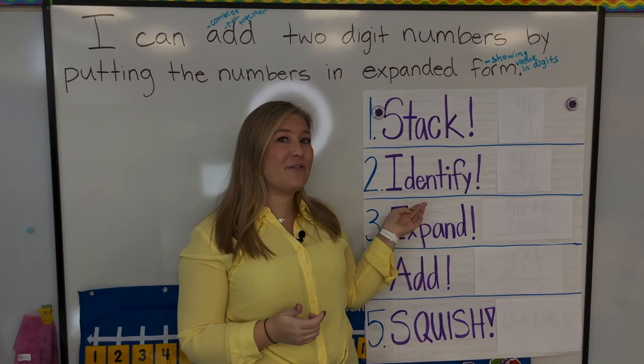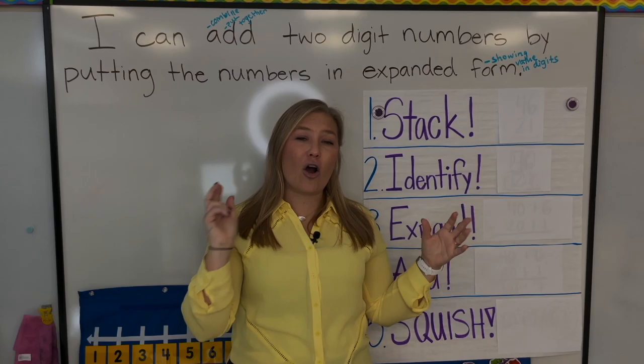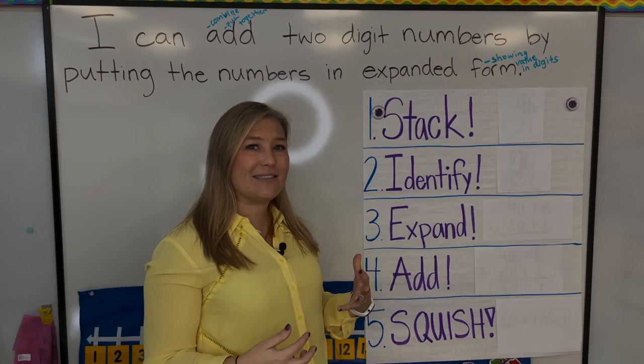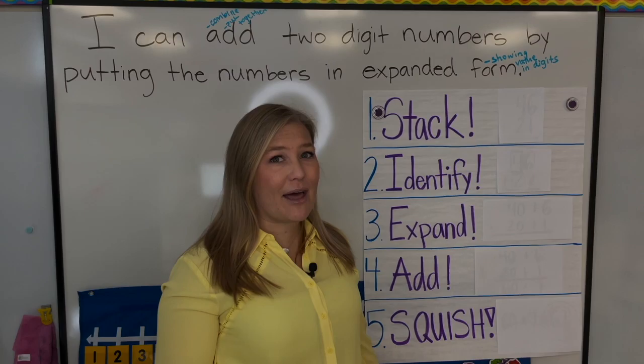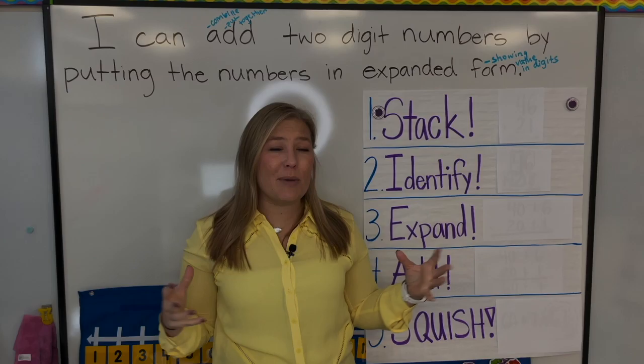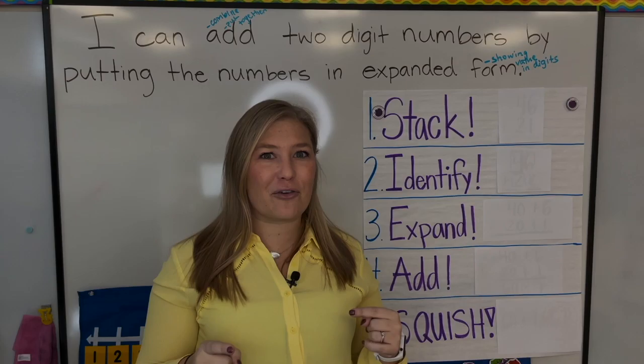When we expand our two numbers, it's really important that we know our tens and our ones. And then step four is going to be adding. We're going to add our ones place and add our tens place together. And then the final step is a super duper tricky mathematical term, and it's the word squish. I always get really excited when we're at this final step, because what we do is our answer ends up in expanded form and we get to just answer.